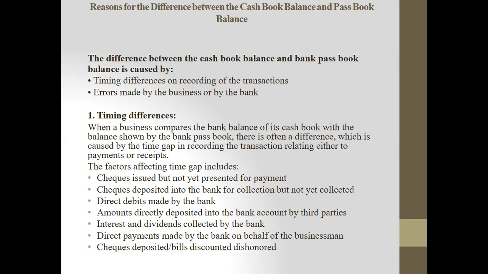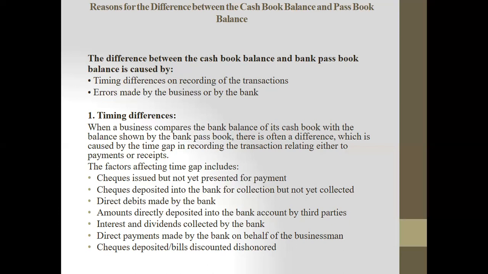So let me discuss in detail the issues we will face with timing differences. When a business compares the bank balance of its cash book with the balance shown by the bank passbook, there is often a difference caused by the time gap in recording transactions relating either to payments or receipts. There are some factors which affect the time gap, like checks issued but not yet presented for payment. Right? For example, as a manufacturer or businessman, you issue a check to your seller or any other agency. You will enter the amount in your cash book because you have already issued the check.